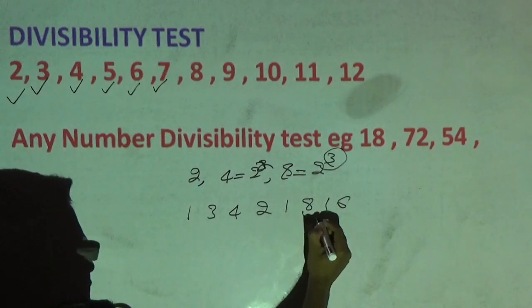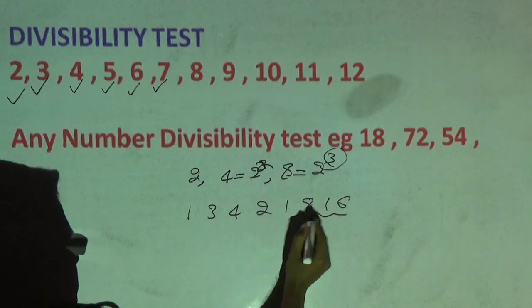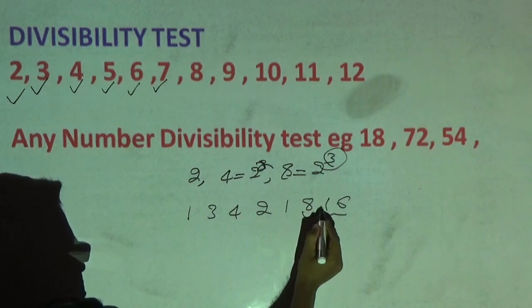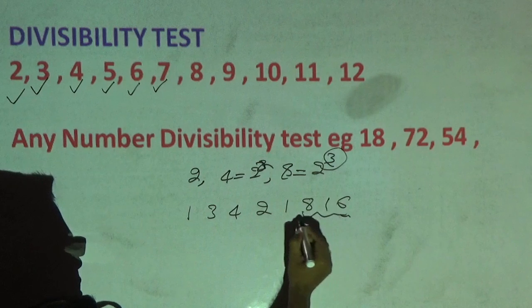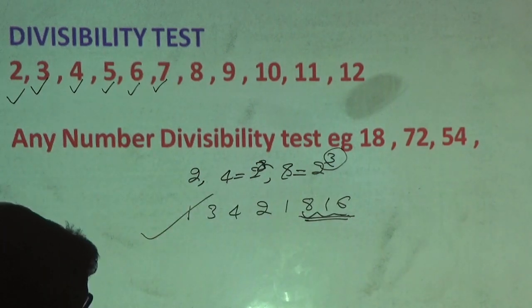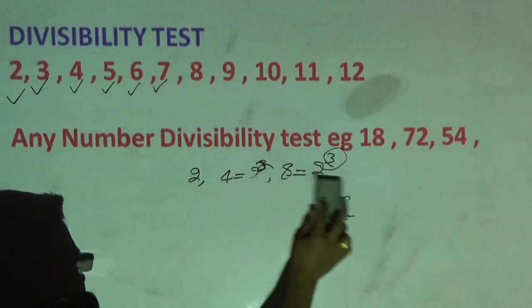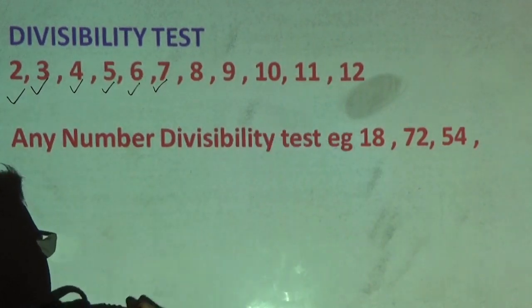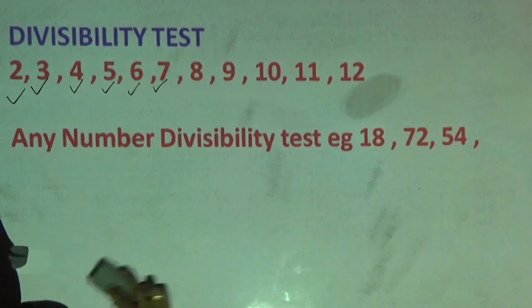So if you check the last 3 digits, that's enough. See, this is divisible by 8, right? 8 1 is 8, 0, 8 2 6. So the last 3 digits are divisible by 8, therefore the entire number is divisible by 8. What does the divisibility by 8 rule say? If the last 3 digits are divisible by 8, then the entire number is divisible by 8.